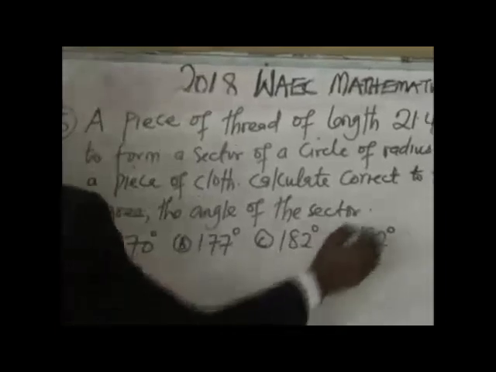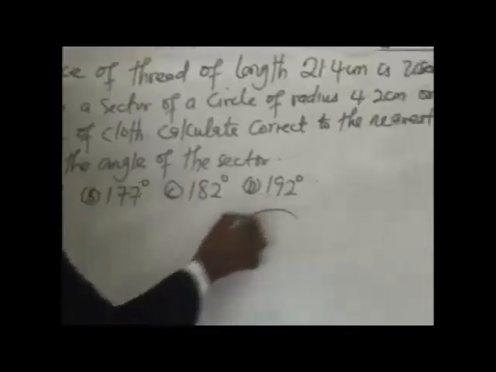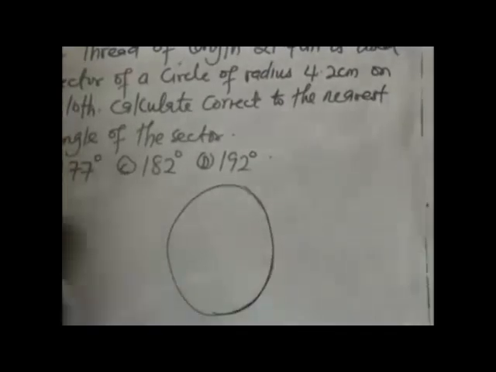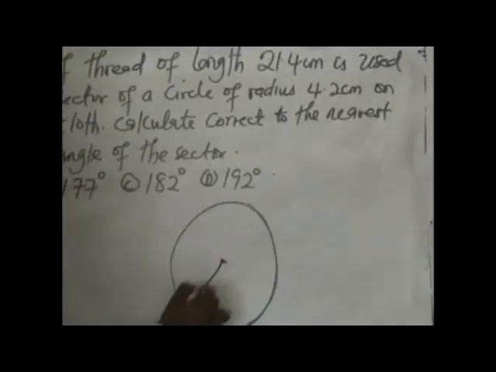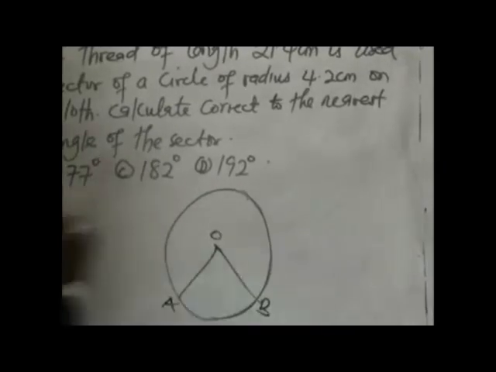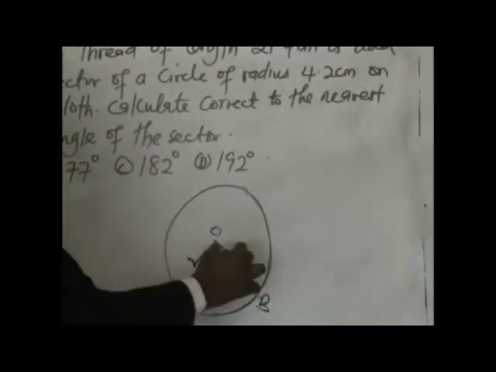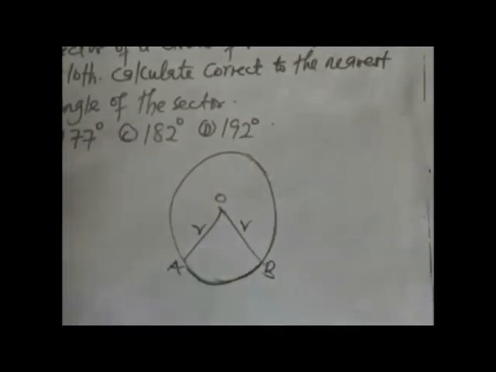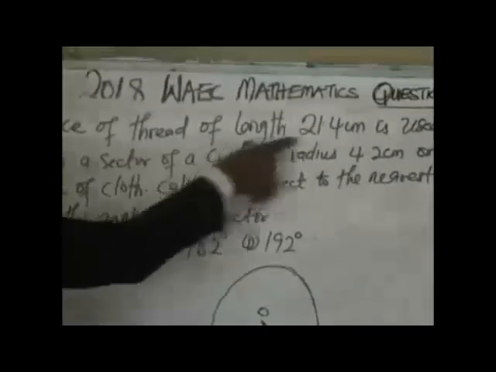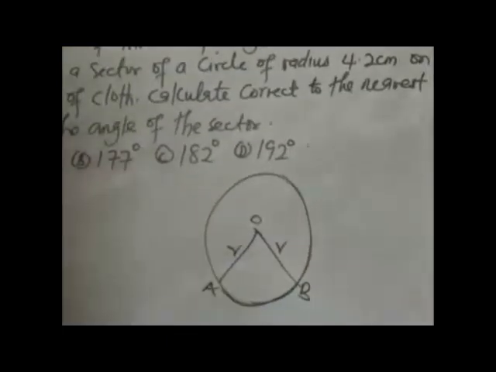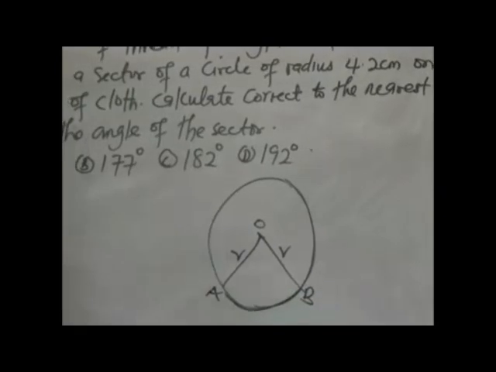So now, this is a circle. Permit me, it's a freehand sketch. From the center, you have radii. Let's say this is AOB. This is radius, this is radius, and this is an arc. Now, if a piece of thread of this length is used to form this whole sector AOB, meaning that we are talking about the perimeter of a sector.